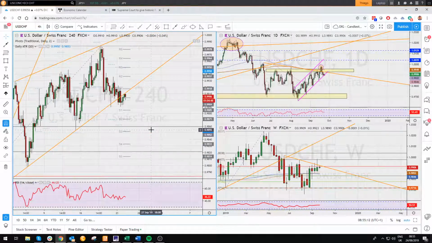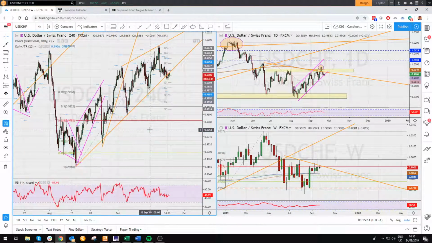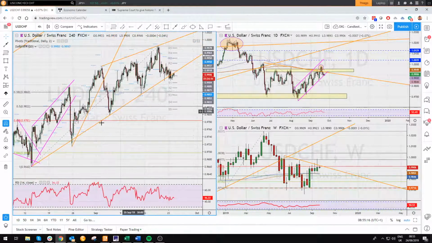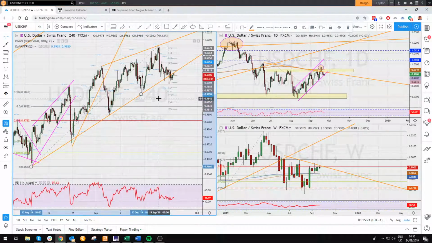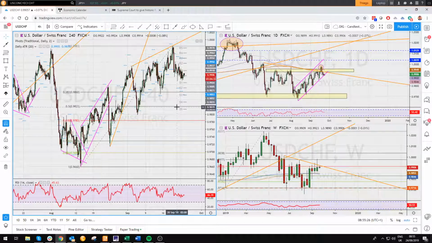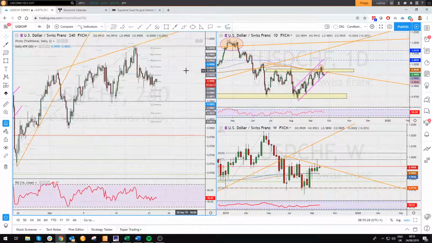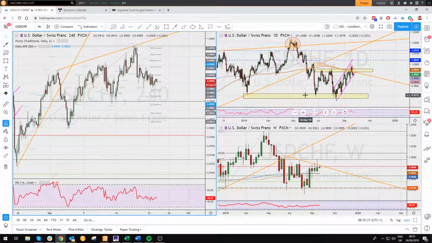So the dollar Swiss, it's not clean. I have here on the 4 hour a trend line. We are below it, but it's messy, right? Because we broke here, then we went up here. So I think this trend line I can actually delete and not really look into that much. But this market is holding, yeah. I'm not sure what to do.